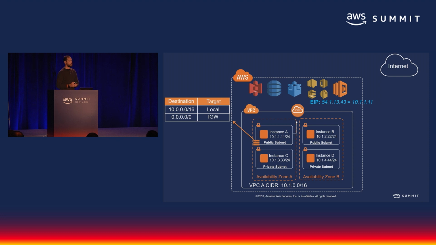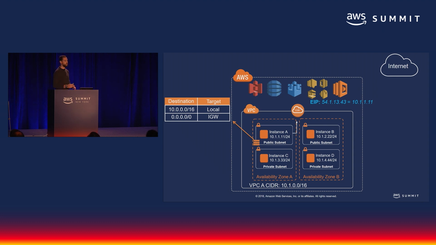Then we have the elastic IP. So the elastic IP is a public IP address that Amazon owns. You can allocate them to your account. You can allocate them to EC2 instances. But when you do that, you don't actually see that public IP on the instance. So if you went onto, let's say, a Linux instance, you jumped in there and did an ifconfig, and you had a look at the IP address on instance A, in this case, you're going to see a 10.1.1.11 address. You're not going to see the public address there.